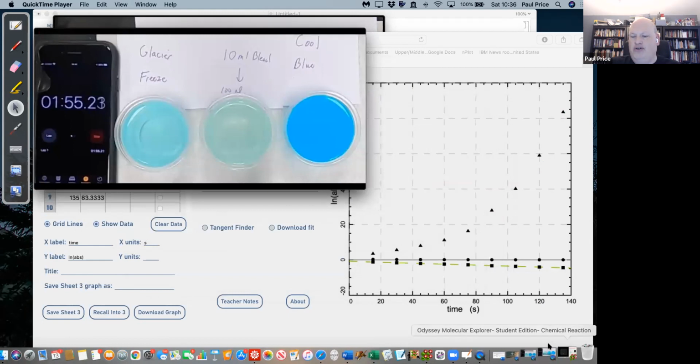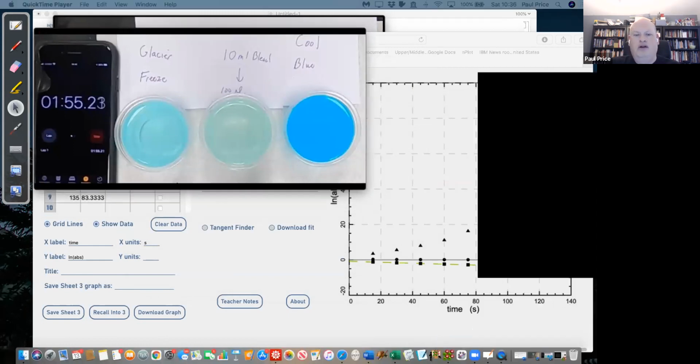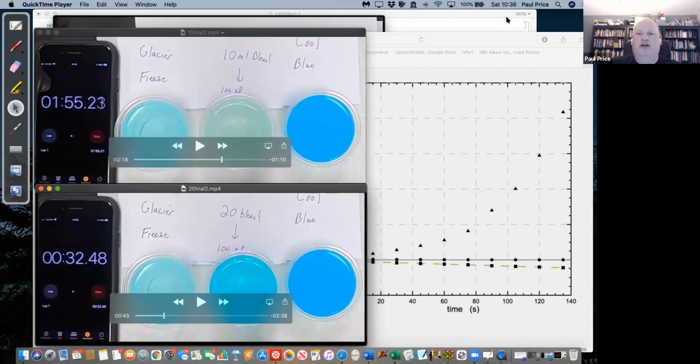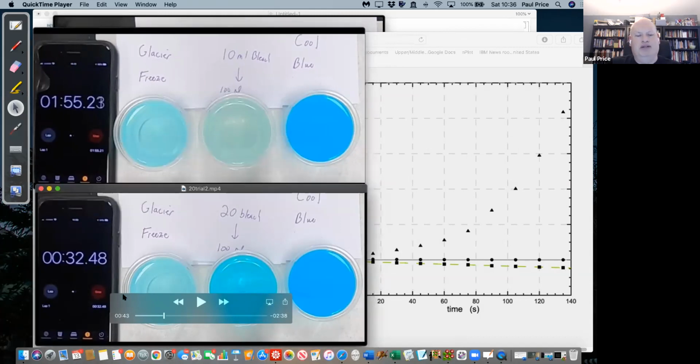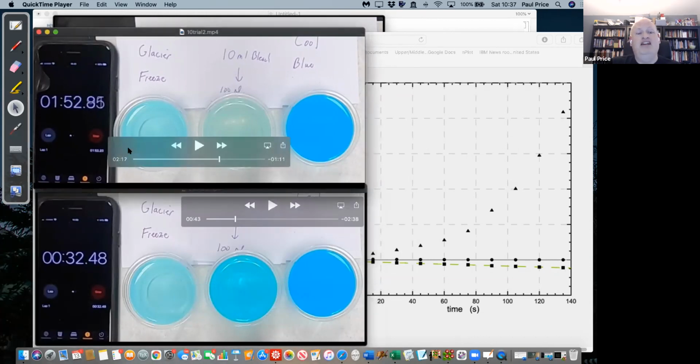In order to do that, I want to show you 2 different runs, and let me move this one over, with different amounts of bleach. Let me just explain what the difference is in both cases. On the run up top, I took 10 mils of bleach and diluted it to 100 mils. On the run on the bottom, I took 20 mils of bleach and diluted it to 100 mils. And then I ran the reaction each time.